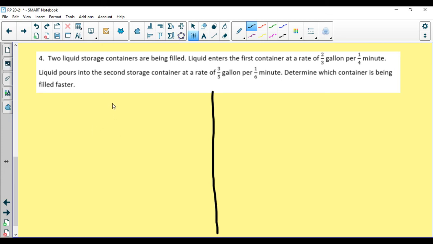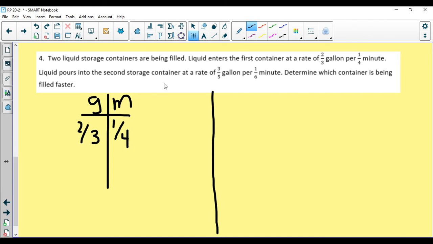So let's start in the first one and draw our ratio table. We have gallons per minute. We know that it's 2/3 of a gallon, 1/4 of a minute, and that's for container 1. Container 2, the second storage container, fills at a rate of 3/5 gallons per minute.